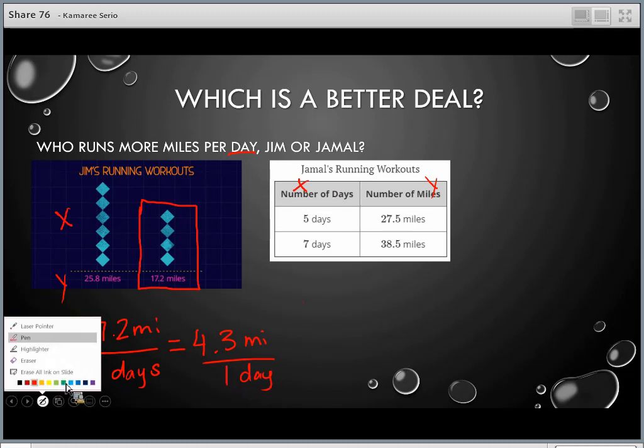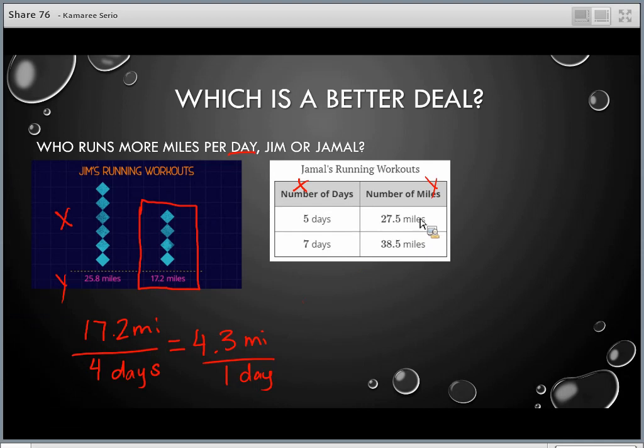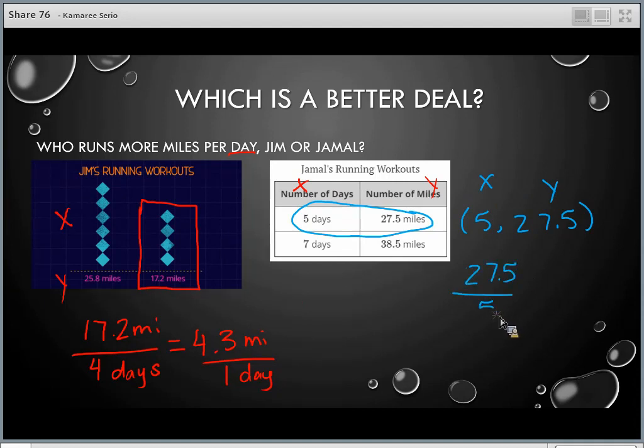Now that's for Jim. For Jamal, I'm going to choose this first one because my numbers are smaller. Right, I have 5, 27.5. This is my X, this is my Y. So 27.5 all over 5. Divide that on your calculator. 27.5 divided by 5. You get here 5.5 miles per 1 day.